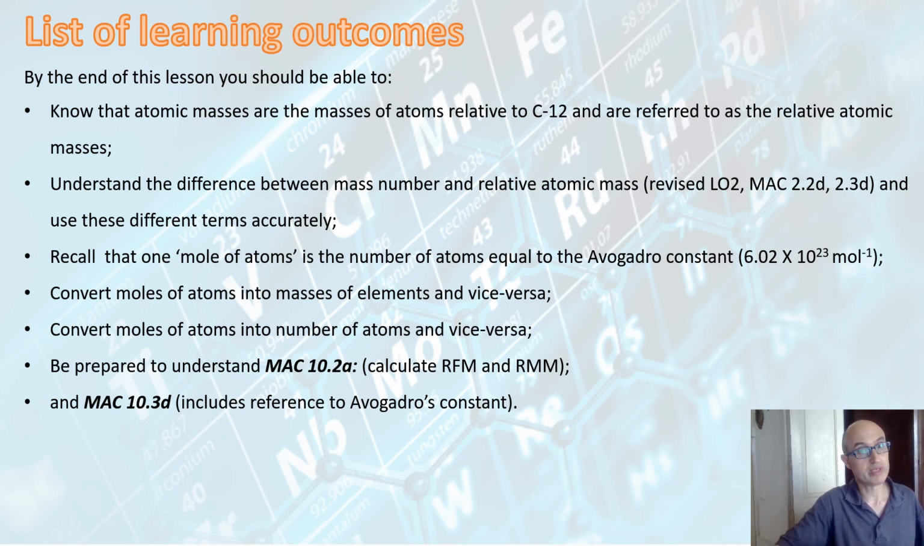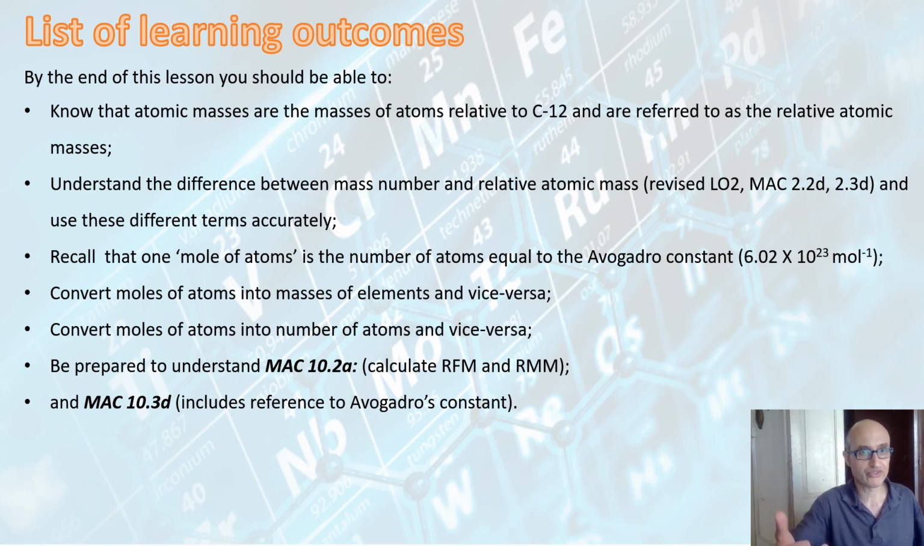You will also be able to remember and know that when we talk about a mole of atoms, what we are talking about is a huge number of atoms. We are talking about 6.02 followed by 23 zeros. That is what we mean by a mole of atoms.